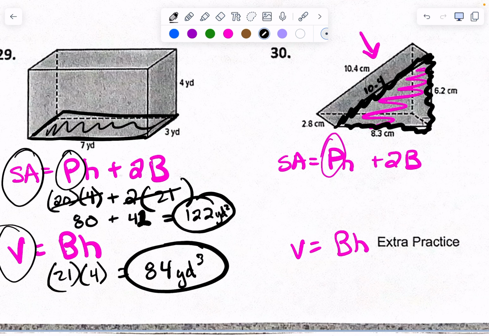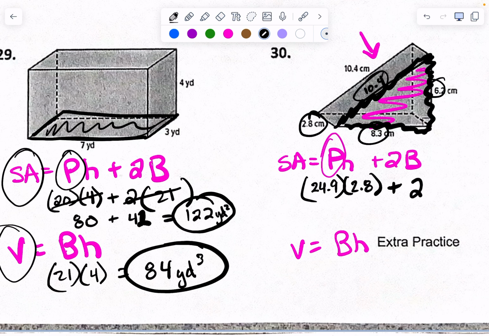10.4. It's the same as the back side. Okay, if I add all those together, that is how much? 24.9. That's the perimeter of the base. What's the height? 2.8 is the height. If I flip this so that it's setting on the base, the height would be 2.8, right? You got to think about this in terms of like it's setting correctly.